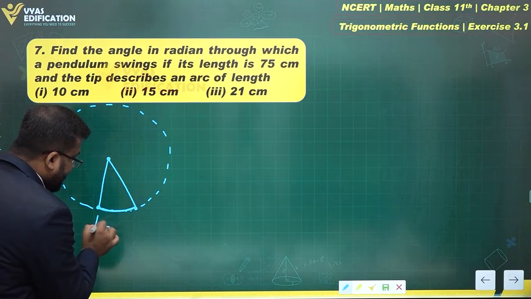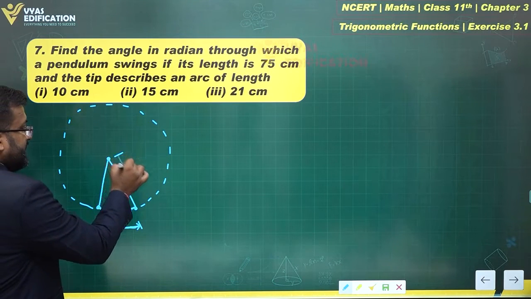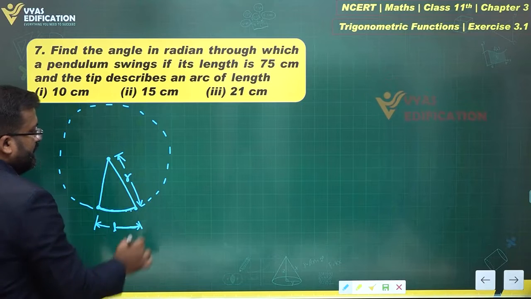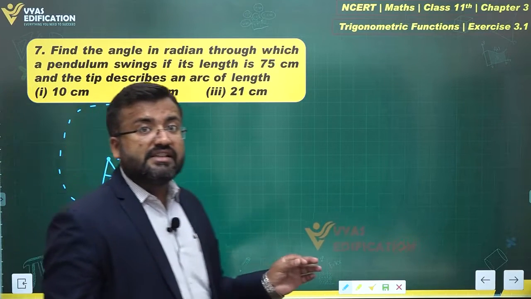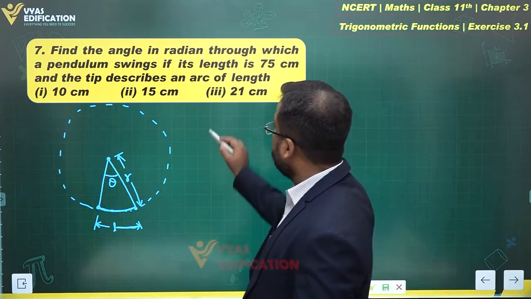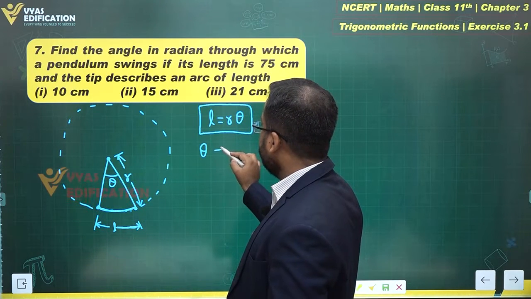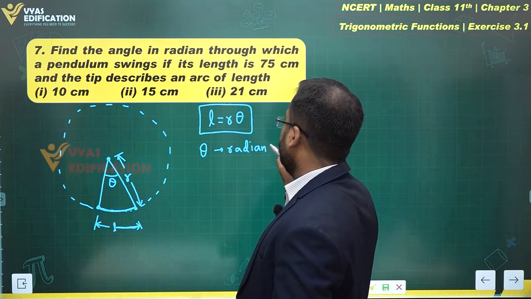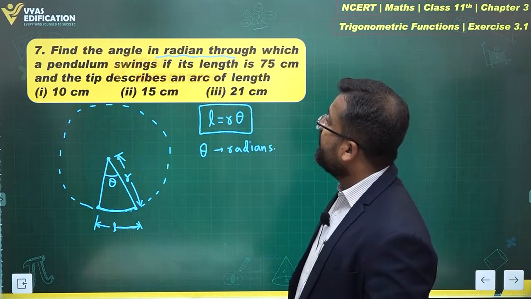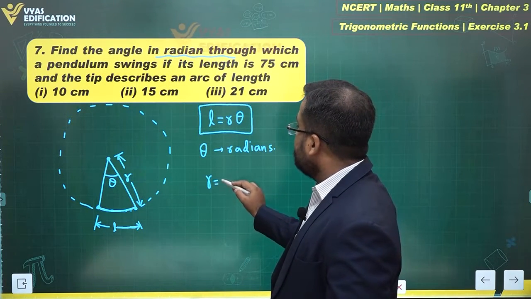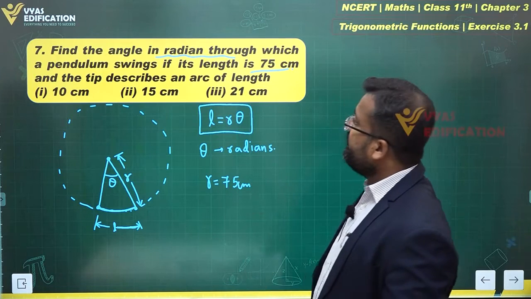Let us say the arc length is L. This radius is R. And if this angle is theta, then you may observe that in the circular path, L will be equal to R theta, where theta is in radians. The person has asked us to find the angle in terms of radians only. And it is given that R equals 75 centimeter. R is the length of this rod, right? This length of the rod is 75 centimeter.